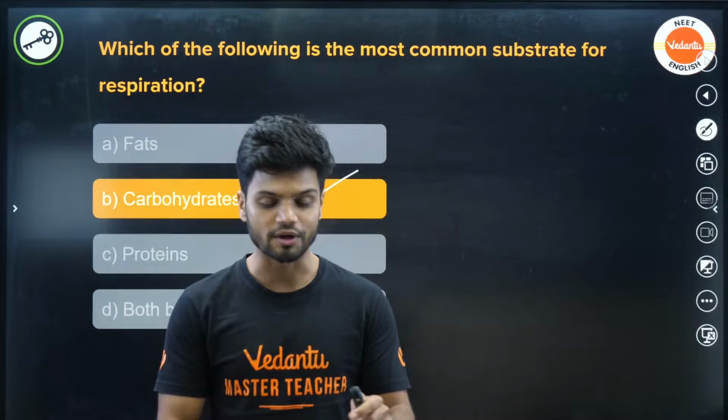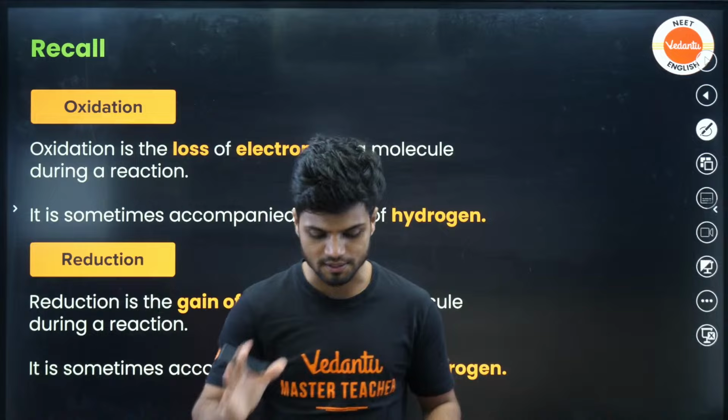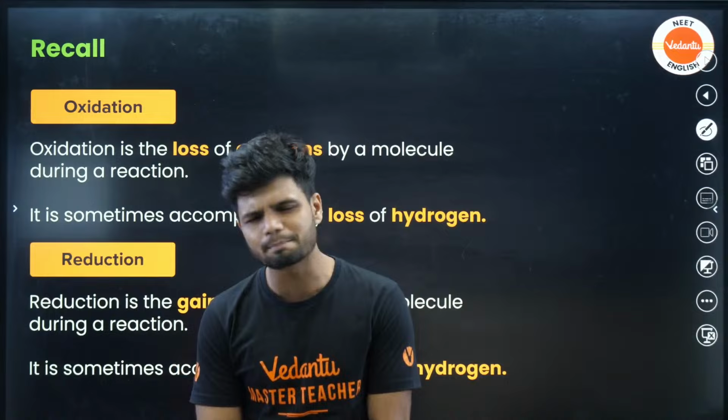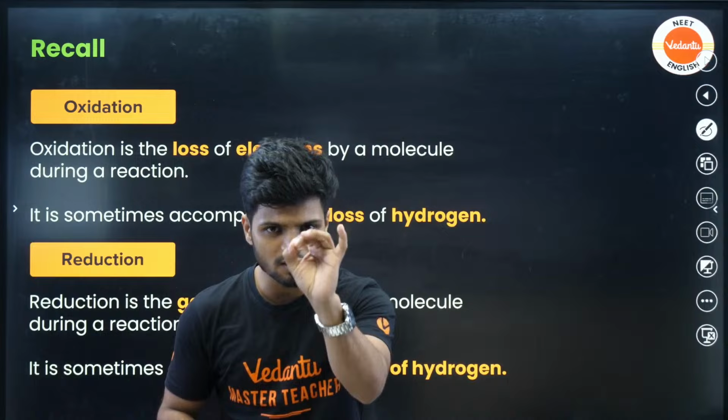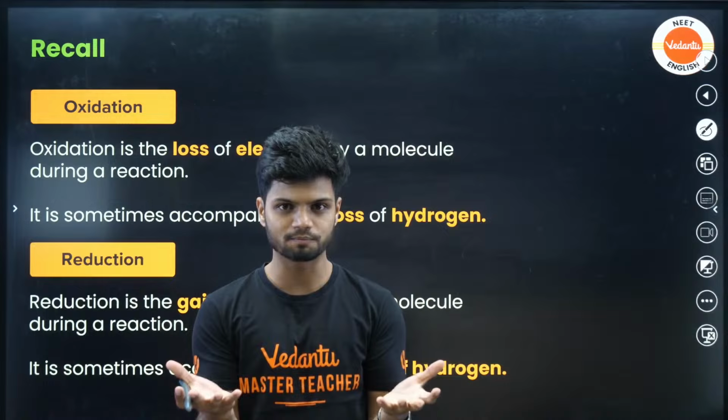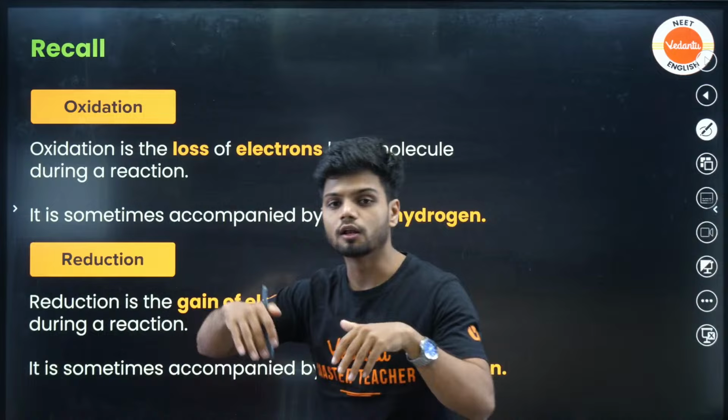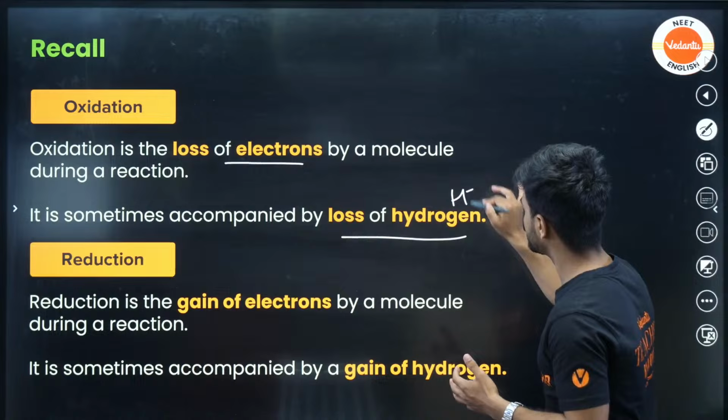Clear? Now, students, before we go to the glycolysis, I want you to understand one simple basic concept. The most basic concept which you will be understanding in the next 1 or 2 hours. For the next 2 hours, this is the most crucial topic for you. That is, what is oxidation? What is reduction? Oxidation is nothing but loss of electrons or loss of protons, that is H plus. That is oxidation.